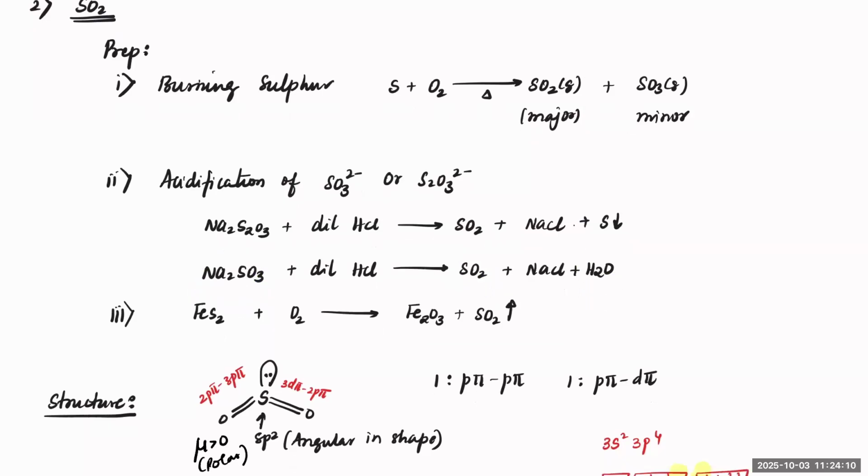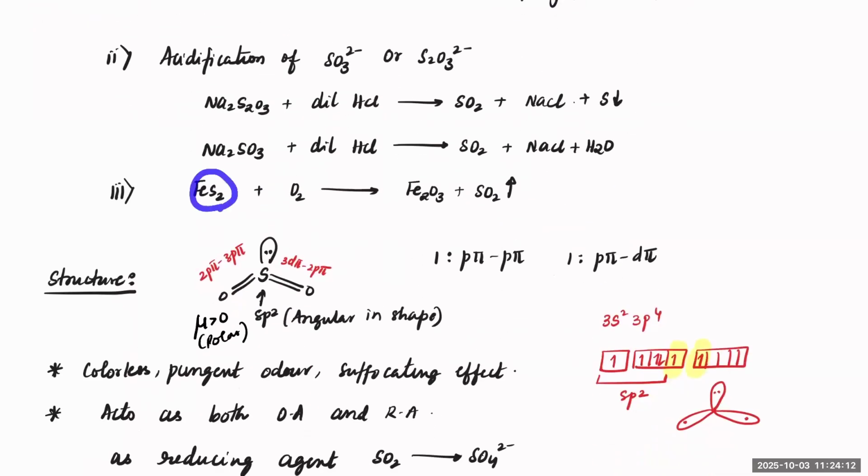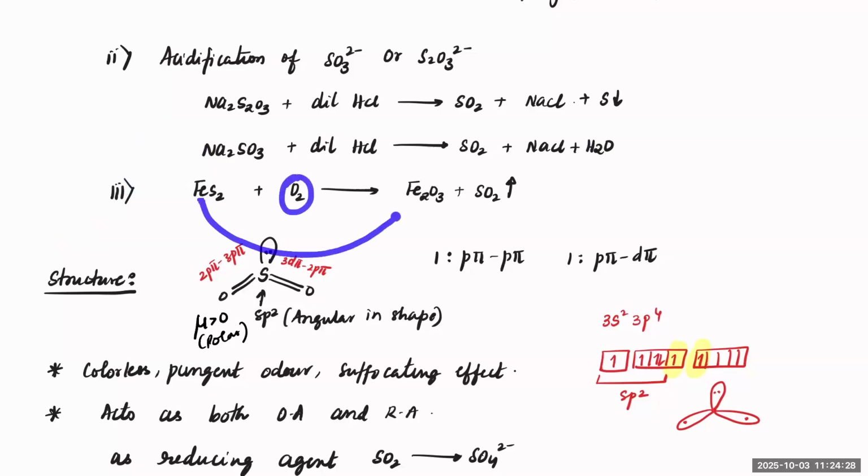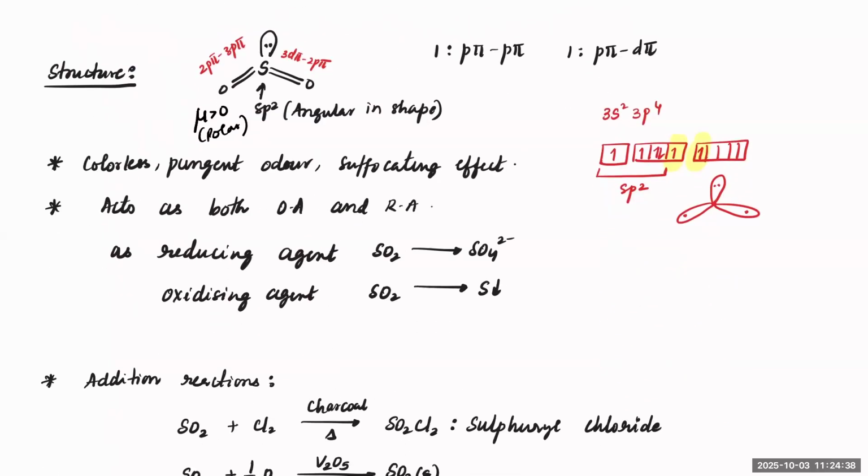Got it? If you have FeS2, FeS2 has a thioperoxy linkage like this. So you have S and S with minus and minus, and this has been covered with Fe2+. That's how it has become FeS2. On oxidation, iron will get oxidized and sulfur will get oxidized too. That is converting into SO2. Clear? And oxygen is getting reduced, in short.